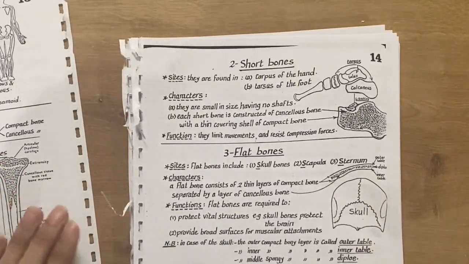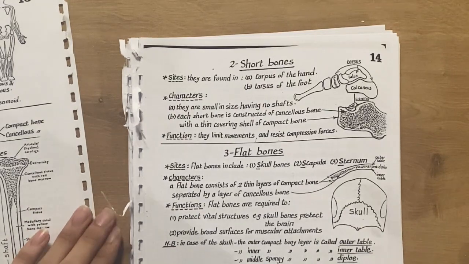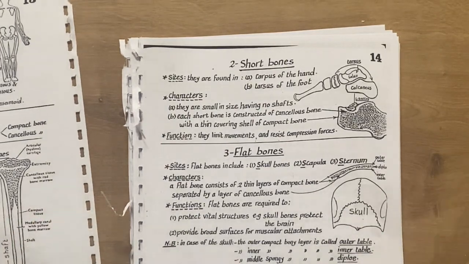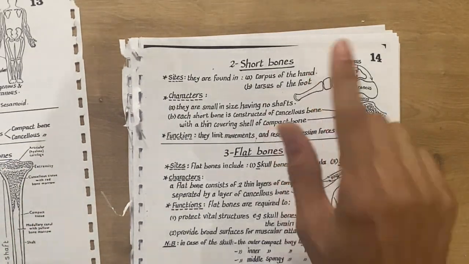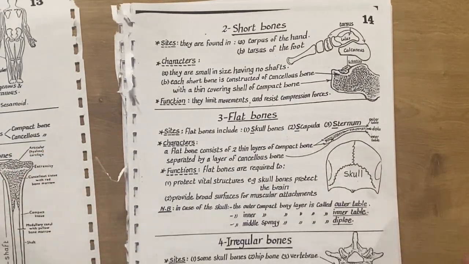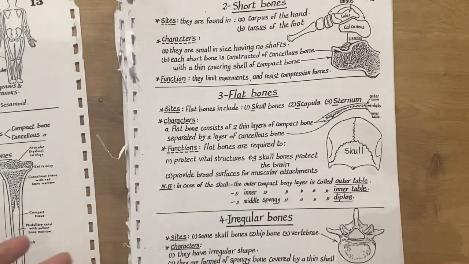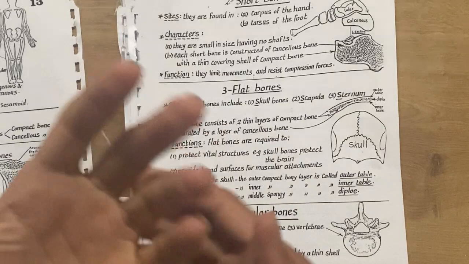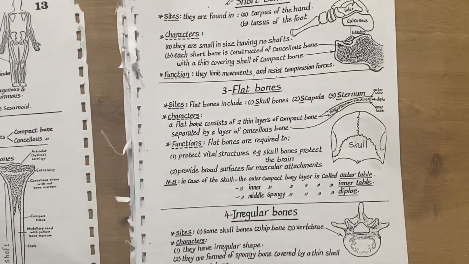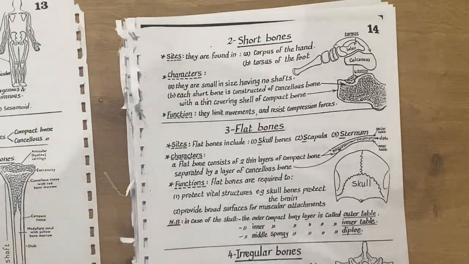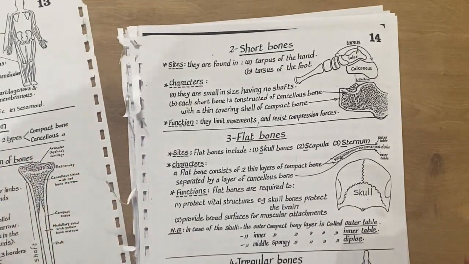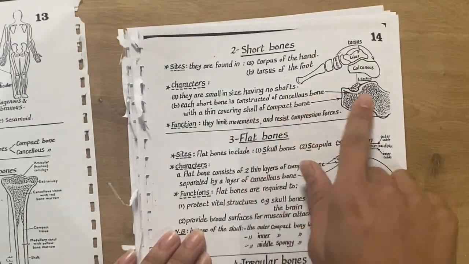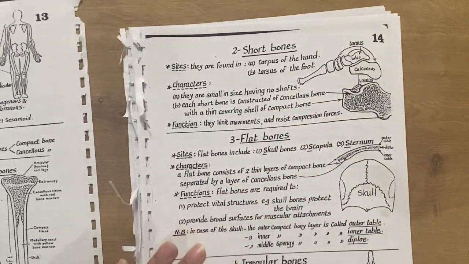The short bone, from its name, is short. It doesn't have a shaft. It can be found in the hand and the foot, and its characteristic is that they limit movements, so they also resist the forces that act on them. In the hands and the foot, there are most of the body structures that are exposed to so many forces. The structure of a short bone, as it's written here, doesn't have a shaft. It's made up of cancellous bone with compact bone on the outside.